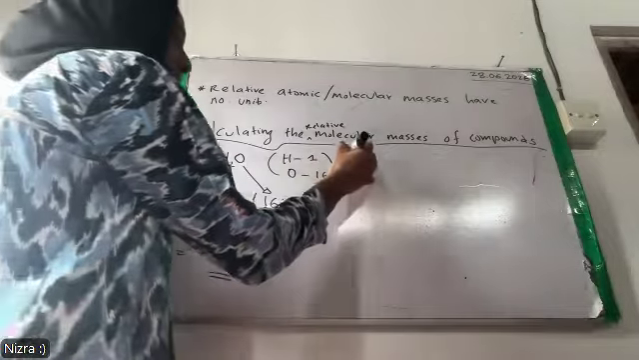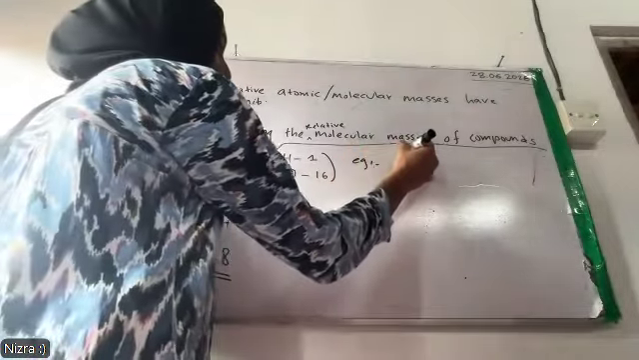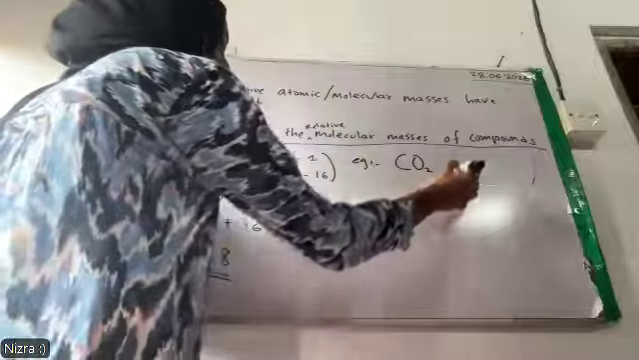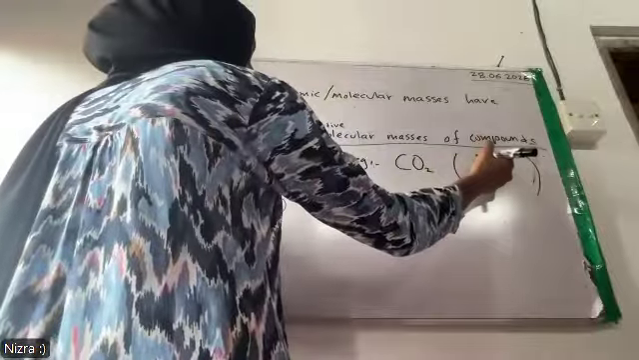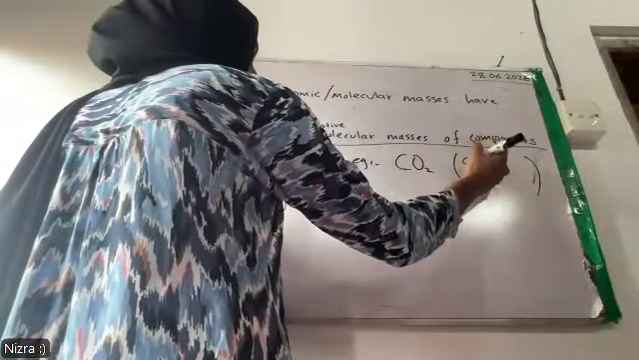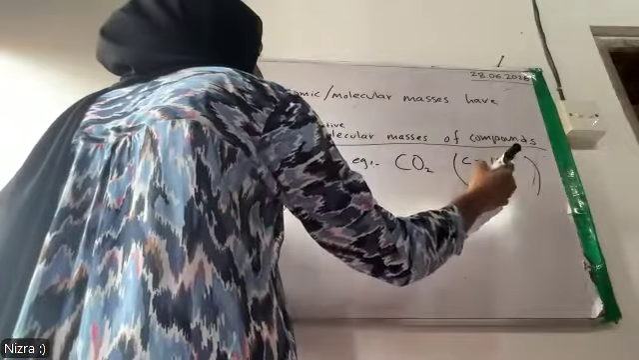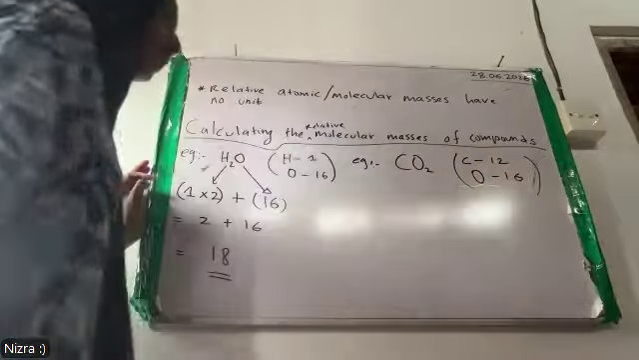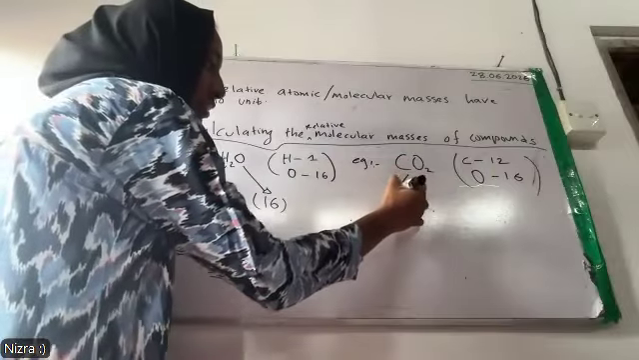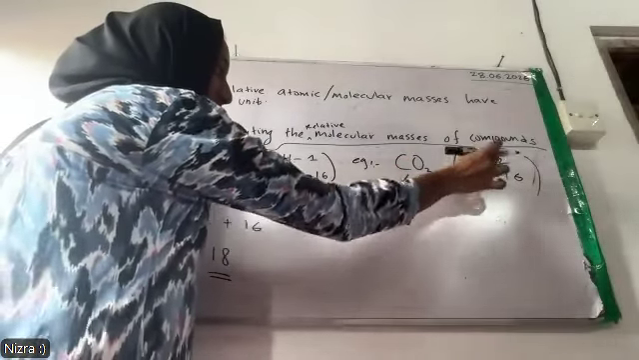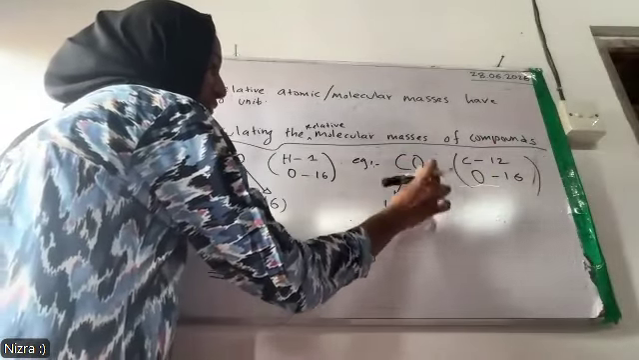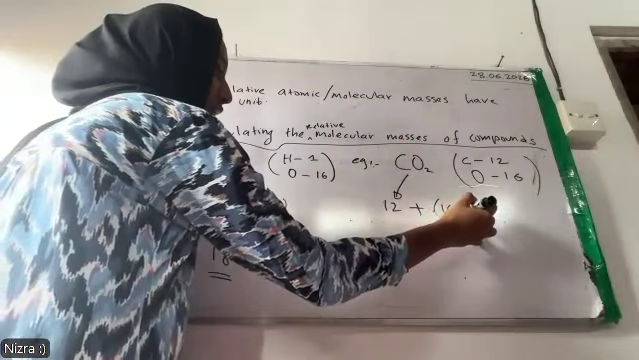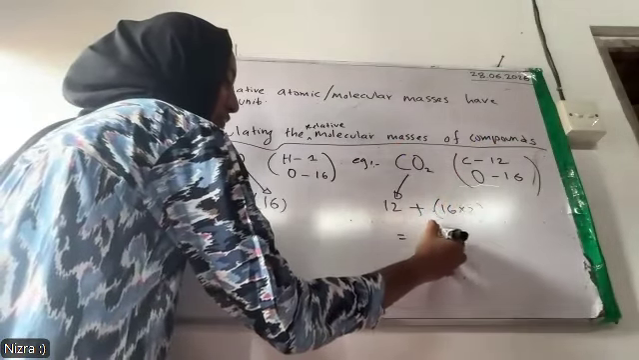Now let's see another compound, carbon dioxide. The carbon is 12. Oxygen it is 16. Okay. Now again, you have to take the sum of the atomic masses. You have one carbon, which is 12. You have two oxygens, therefore 16 times 2. So you get 32.